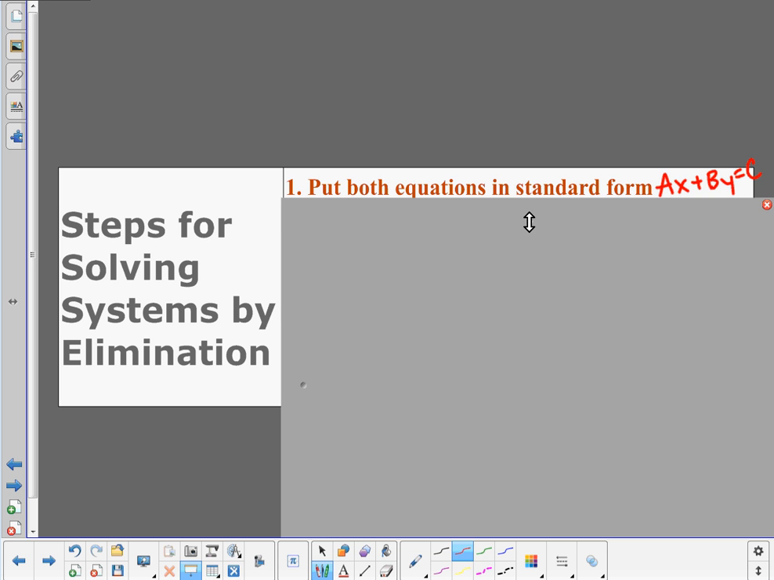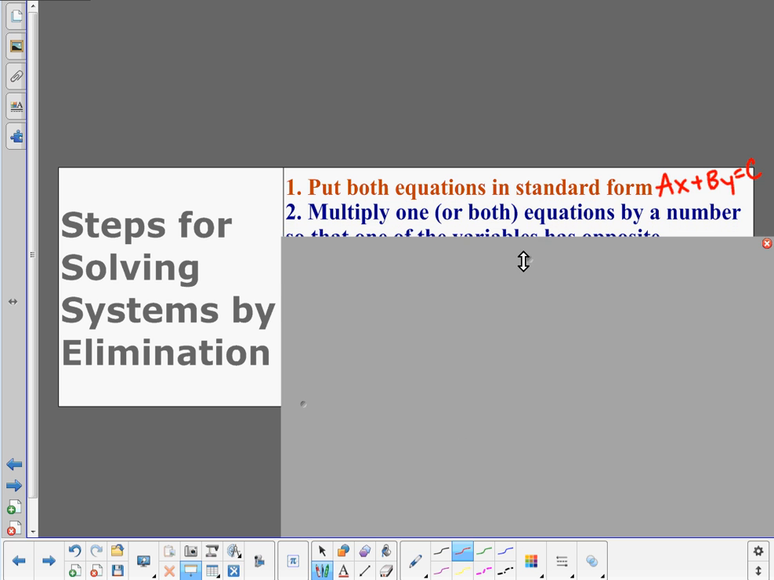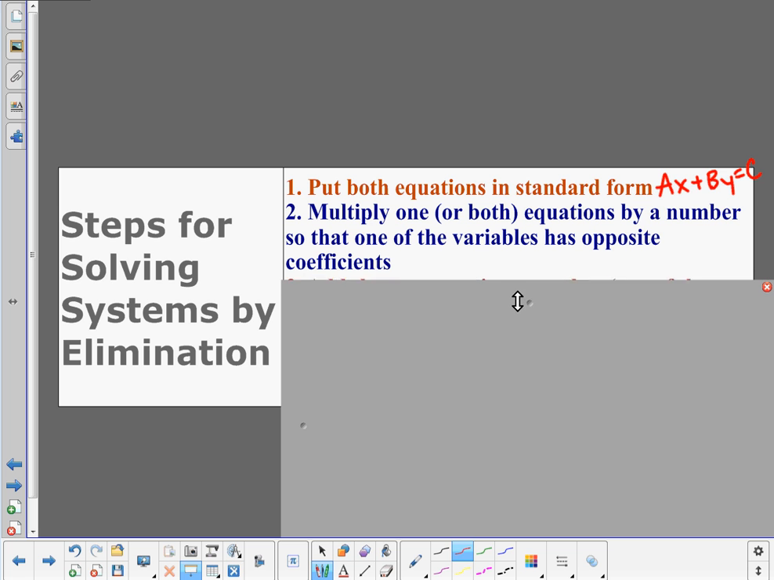After you put both equations in standard form, now we're going to have to do some multiplying today. We're going to have to multiply one or sometimes both of the equations by some number so that one of the variables has opposite coefficients. This is what you're looking for. You want opposite coefficients. That's the key there. Opposite coefficients, meaning, for example, -3 and 3.